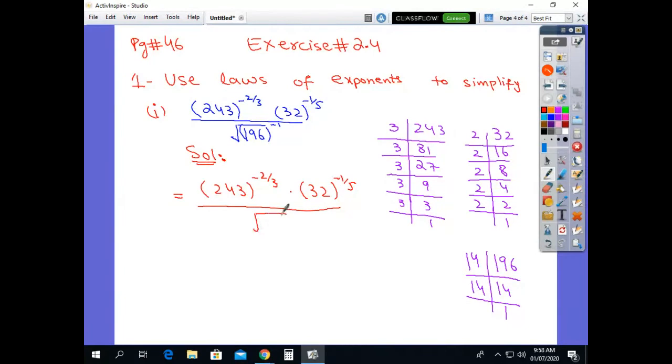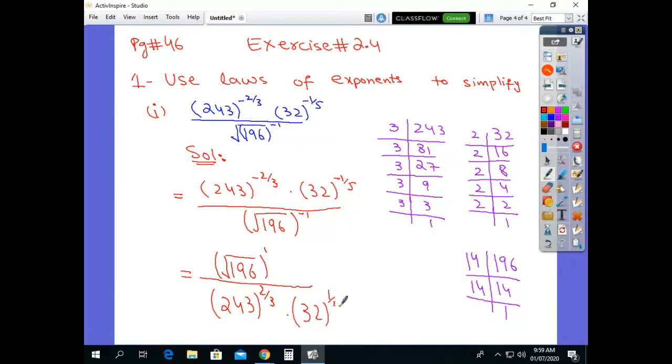our 196 raised to power negative 1. When we convert the numerator into denominator and the denominator into numerator, we see that all the powers become positive. That is, its power becomes positive 1. When we take 243 in the denominator, its power also becomes positive. Then 32 raised to power 1 by 5, its power also becomes positive.